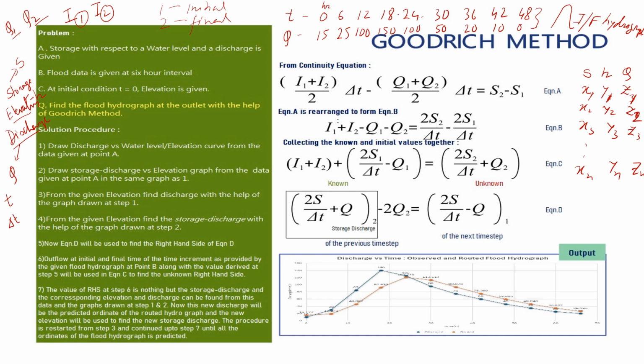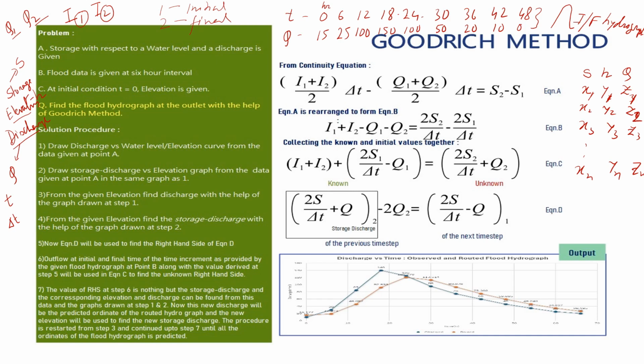Here you see T equal to 0, as I have said, is when the discharge due to that excess rainfall enters the reservoir. At that initial condition, the elevation H will also be given. Now they will ask you to find the flood hydrograph at the outlet, meaning at the reservoir outlet, with the help of the Goodrich method. That means you need to find the outflow hydrograph.